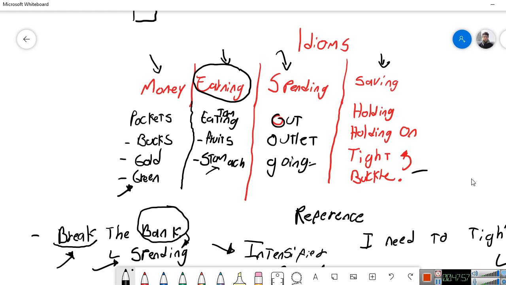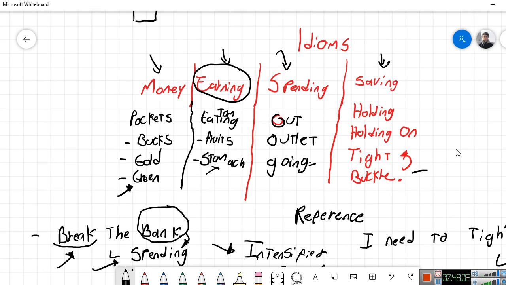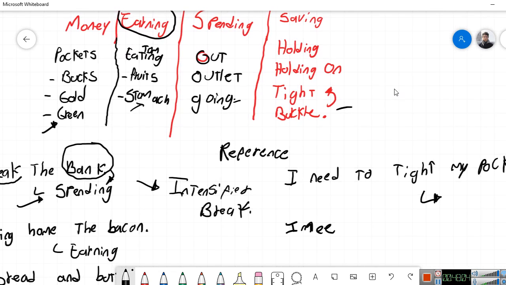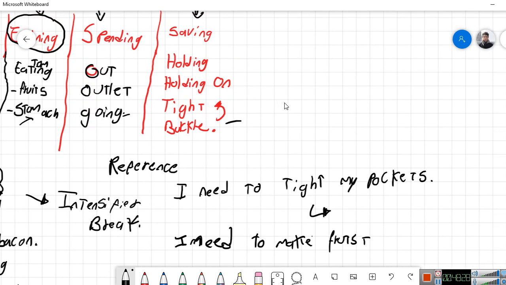Stomach. Okay. So in the case of fruits, let's try to make an example out of that. So I need to make some fruits. That means I need to earn some of that. Let me think about that. I need to make. Oh, I need to make fruits out of that tree.